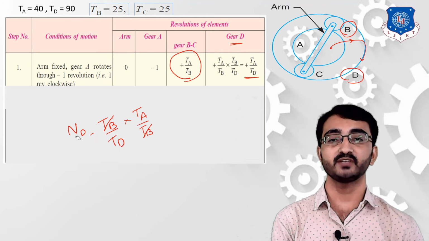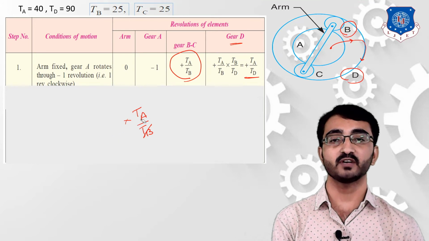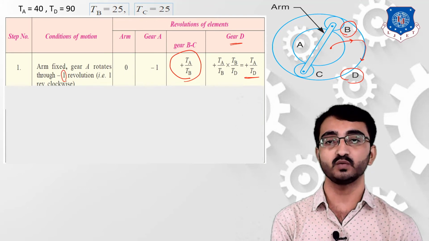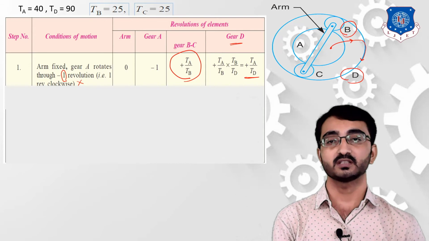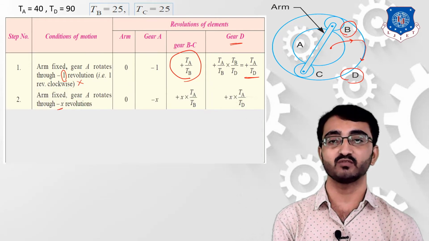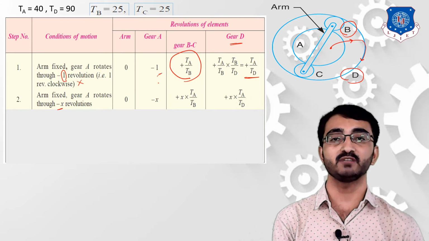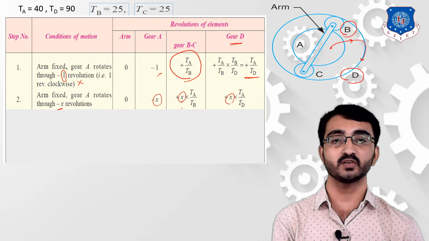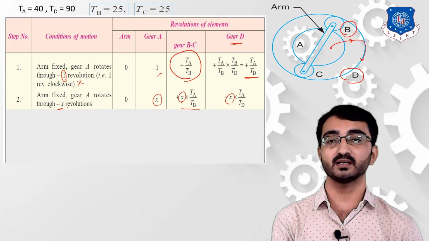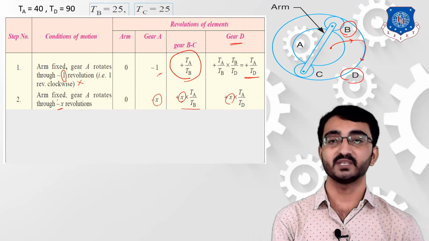After deriving the final equation for the first condition, now we have to consider the second condition. In the second condition we will simply replace this 1 revolution with X revolution. The next condition will be that your arm is fixed again and gear A is given -X revolution. In that case your gear A will be rotating with X, so you have to simply multiply this X term on both the columns. You will get the final equation for the speed of each and every element when gear A is given -X revolution and your arm is fixed.